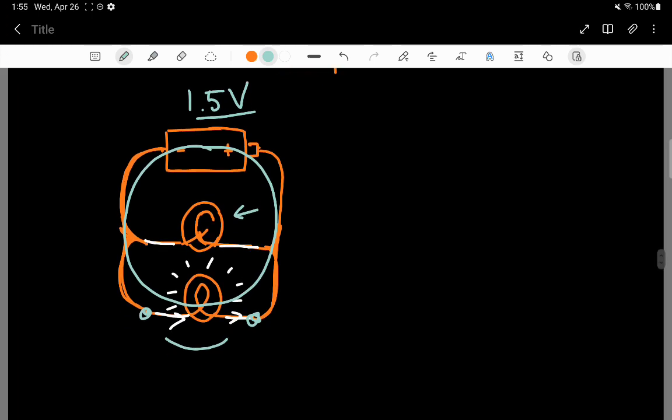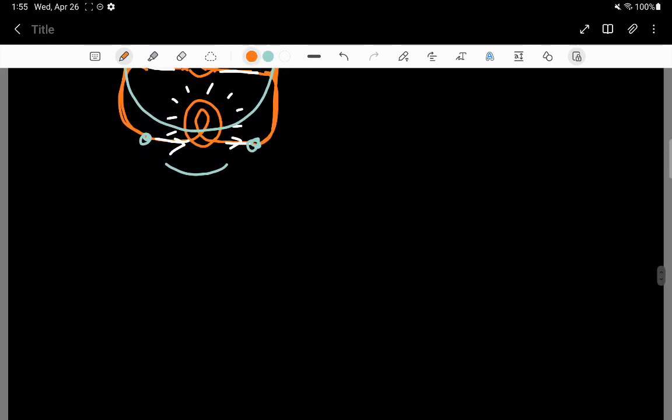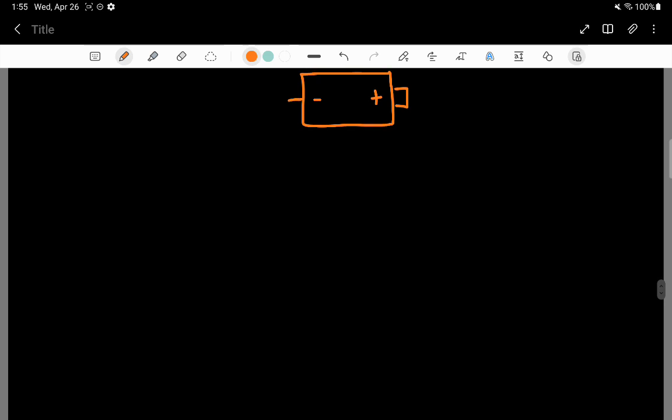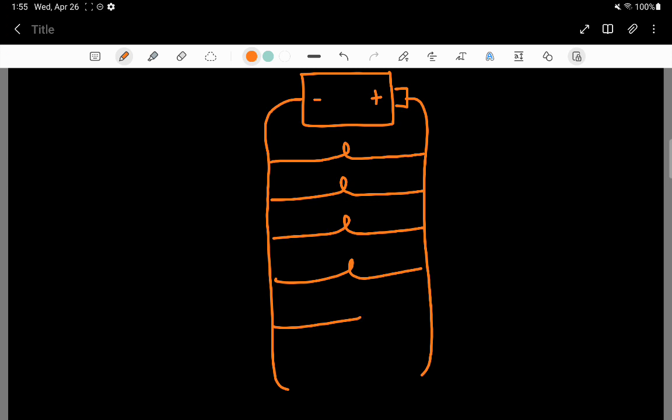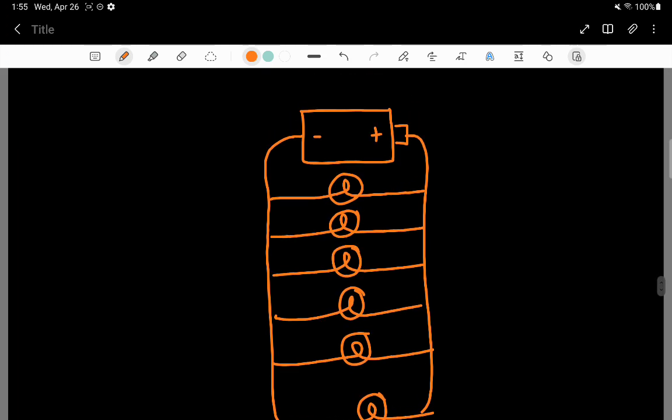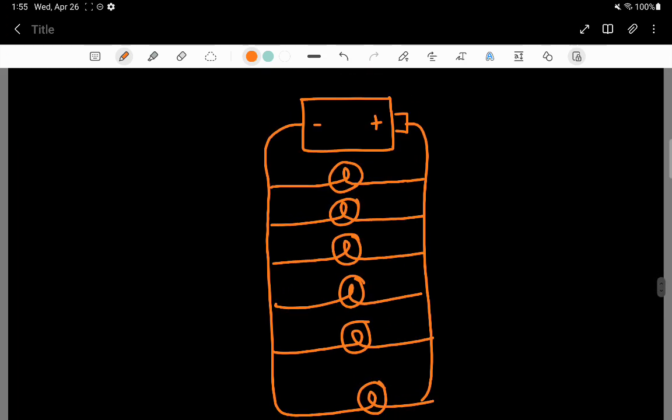A disadvantage of putting light bulbs in parallel comes up here. So here's another battery, and I'm going to be a little bit crazy and put a whole bunch of light bulbs in parallel. So here's a light bulb, here's a light bulb, here's a light bulb, light bulb, light bulb, light bulb. So this looks like 1, 2, 3, 4, 5, 6 bulbs being powered in parallel by this 1.5 volt battery.